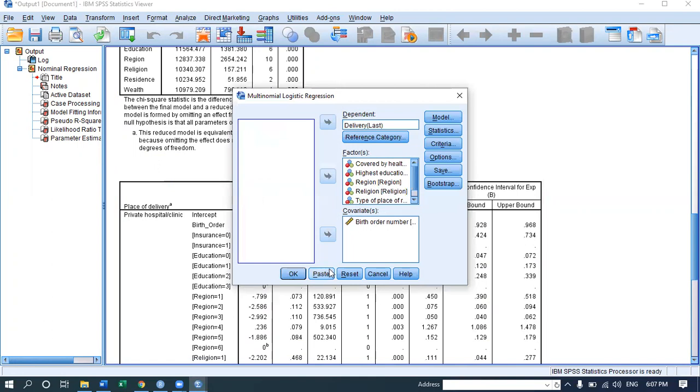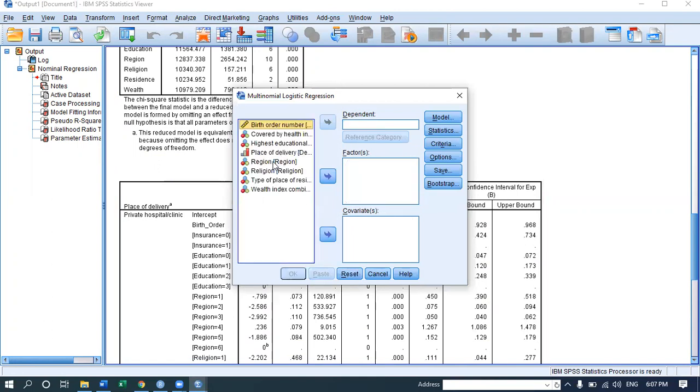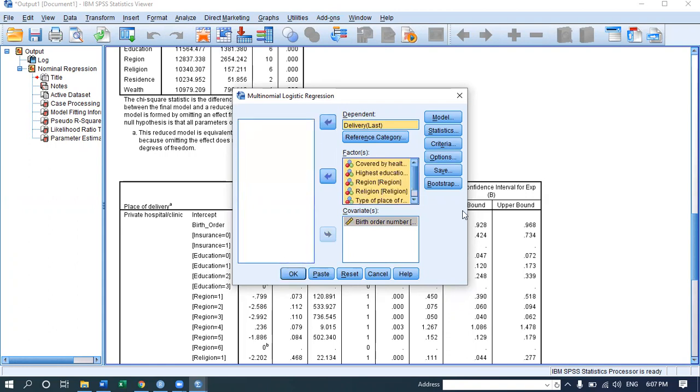So what I did, let me reset it. You move your dependent variable, place of delivery. Then you move your quantitative. Quantitative means numbers, and the only quantitative data we have here is birth order. You move it to covariate. Then all the qualitative, categorical variables, you move them to what? Factors. So that's how it is.